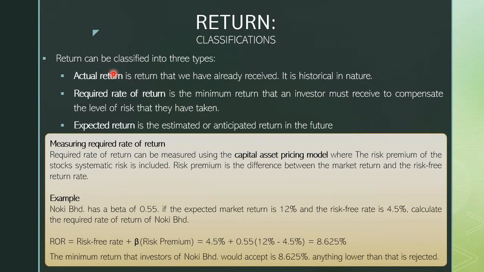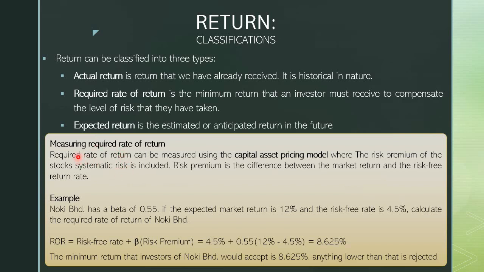So return can be classified into three types. The first one is the actual return that we have already received, and it's historical in nature. The next one is the required rate of return, which is the minimum return that an investor must receive to compensate for the level of risk that they have taken. And the third one is the expected return, meaning the estimated or anticipated return in the future.